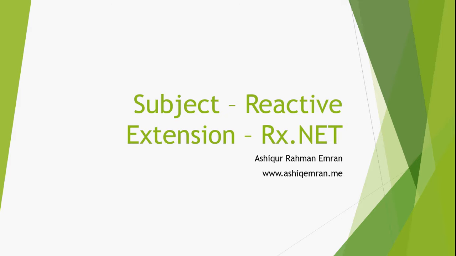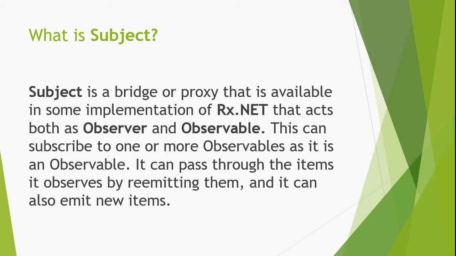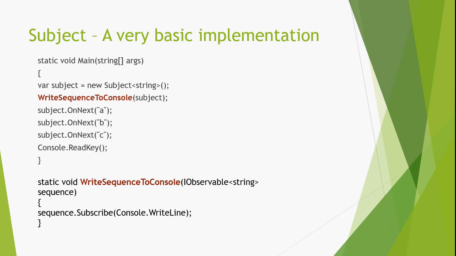So first we need to know what a subject is. A subject is a bridge or proxy that is available in some implementations of Rx.NET that acts as both observer and observable. So a subject works as an observer and an observable. Working as a bridge, it can subscribe to one or more observables, as it is an observer. It can pass through the items it observes by re-emitting them, and it can also emit new items. So this is the basic implementation of a subject.